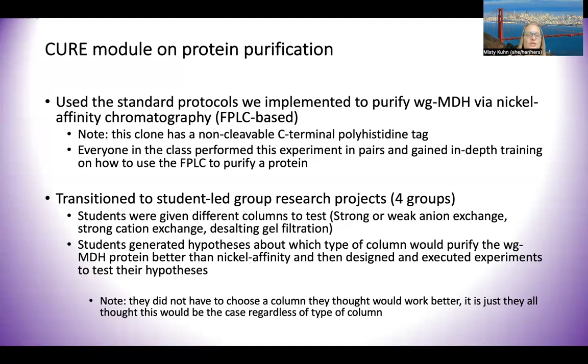And then we transitioned into student-led groups on various research projects that morphed out of protein purification strategies. There were 4 different groups that we had. They were given different columns. I gave them a list of all the columns that we have in the lab. You're able to pick whichever column you want, generate a hypothesis to tell me what you think is going to be better. Is nickel affinity going to be better, or is ion exchange, particularly anion exchange, for example, going to be better than nickel affinity?